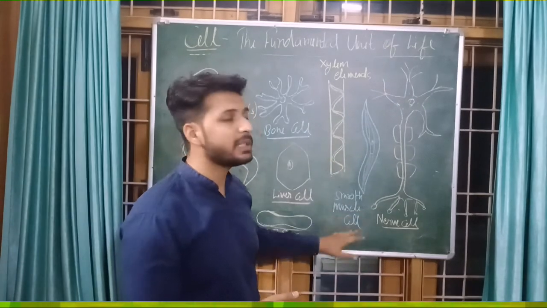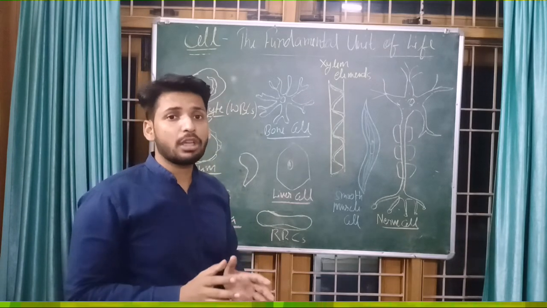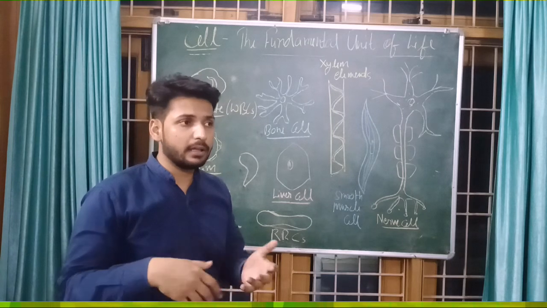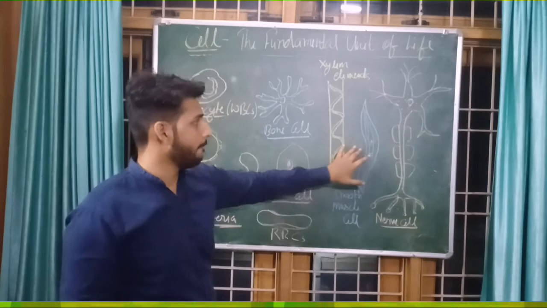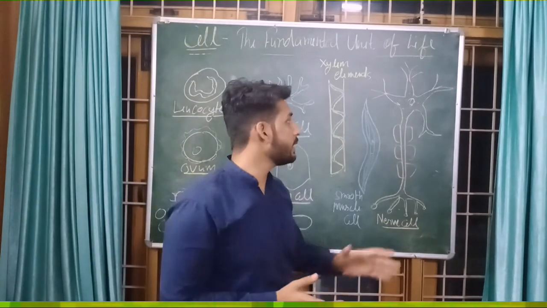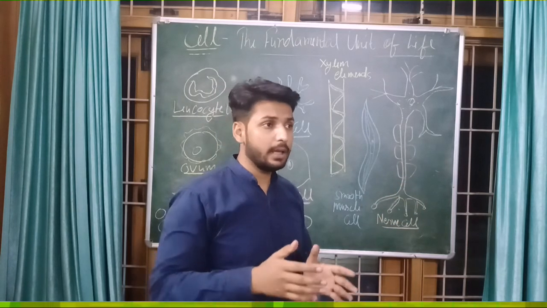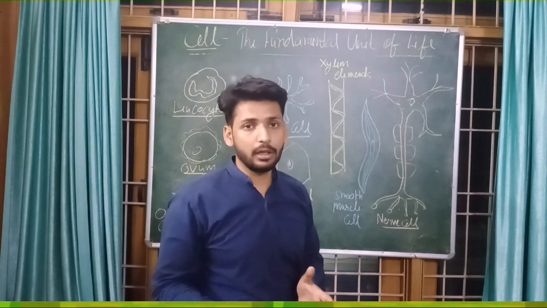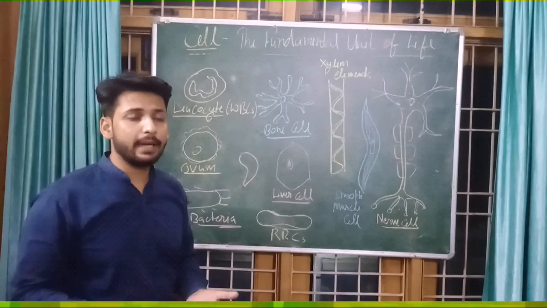Next is smooth muscle cells. Smooth muscle cells are spindle in shape to accommodate contraction and relaxation, so that they can help in the movement of the bones. Got it? Next, nerve cell. Nerve cells are long, branched and elongated to conduct the nerve impulse. They carry the nerve impulse from the brain to the different parts of the body and perform their functions. So all these cells vary in their shape.